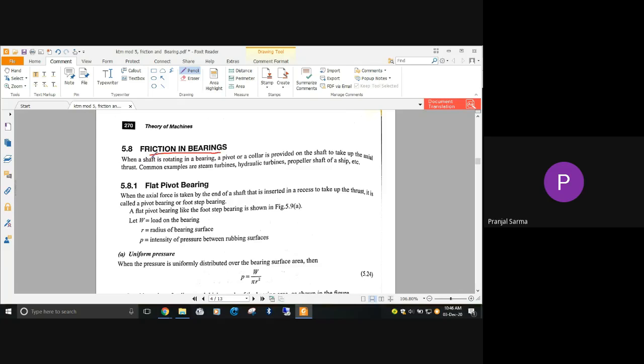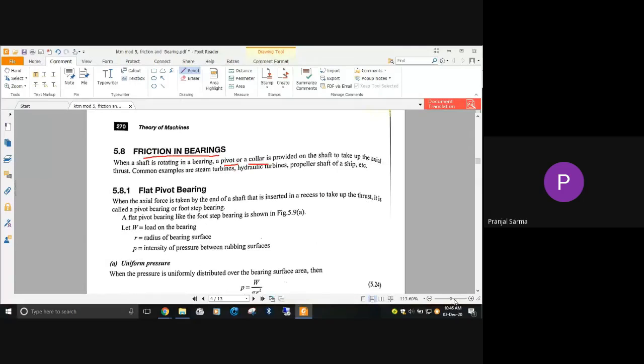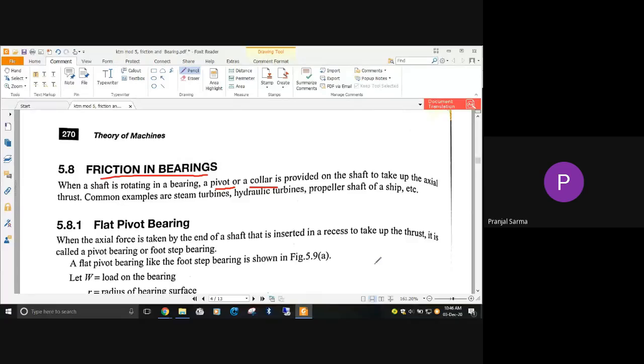Now, when a shaft is rotating in a bearing, generally a pivot or a collar is provided on the shaft so as to take up the axial thrust. We know that these bearings, apart from supporting the shaft, take up the loading, sometimes the axial or thrust load. In case of axial loading, such as in a thrust bearing, to take it properly we generally use a pivot or a collar, whose use is to take up this axial thrust.